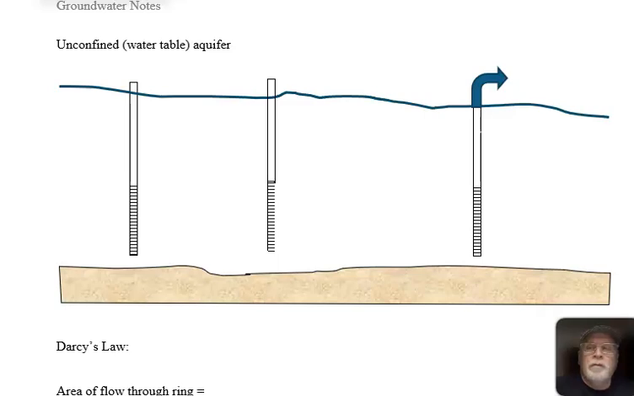Let's go through the unconfined case for the equilibrium well equations. We'll go through the non-equilibrium or transient in a little bit, but the equilibrium kind of helps us to understand the ideas of drawdown and how it works. So we have an unconfined aquifer, and we have a water table.